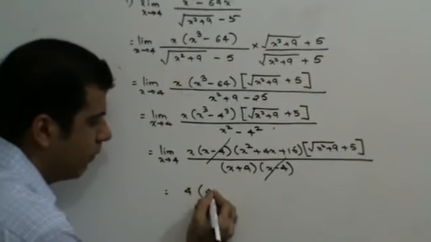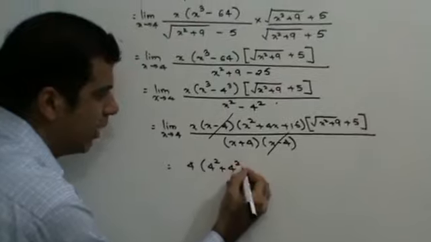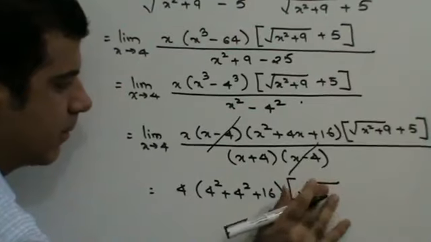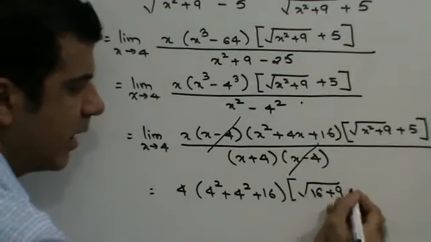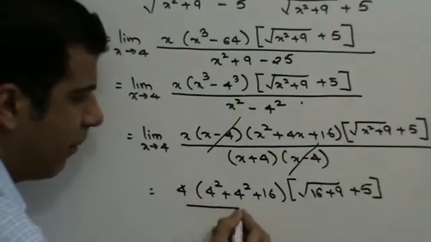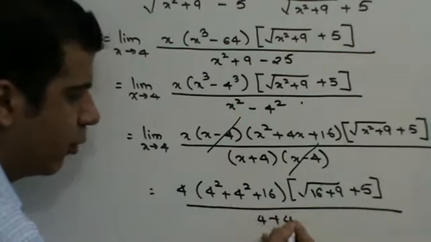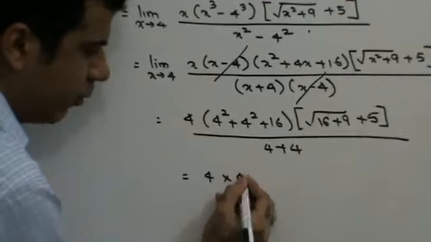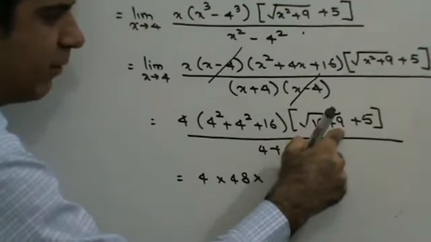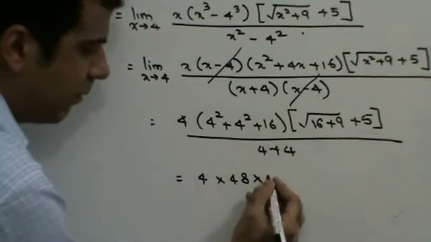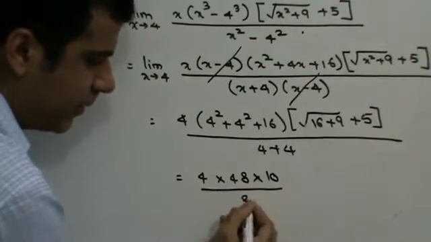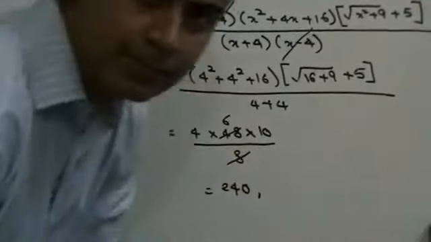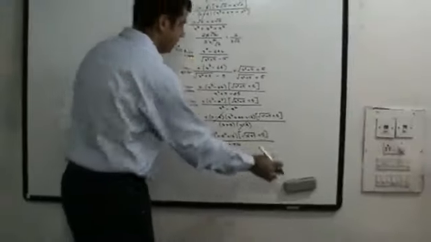So 4 square plus 4 square plus 16 plus 9 plus 5 upon 4 plus 4. This is 4, 16, 32, 48 into 48, 16, 5, 25, square root of 25 is 5. So 5 plus 5, 10 upon 8, 6 are 24, 240 is the answer. Right? Next, let's move on to the next sum, people.